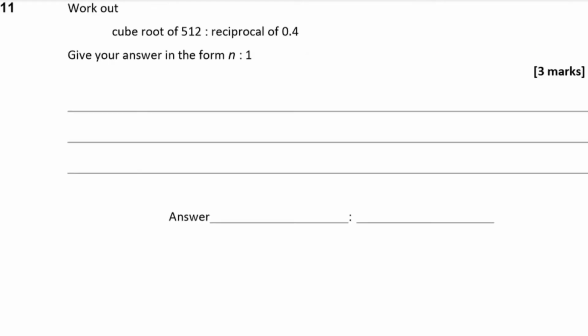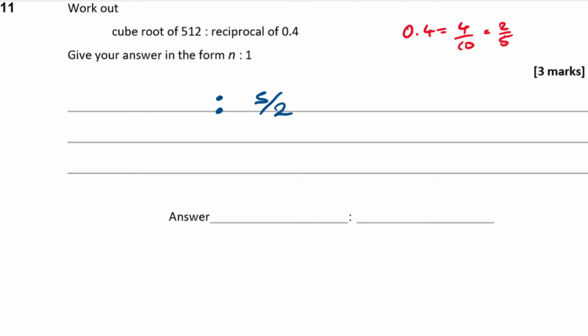Question 11, work out the ratio of the cube root of 512 to the reciprocal of 0.4. Okay, well, 0.4, what is 0.4? I'm just going to write that down as a fraction first. That's 4/10, which is the same thing as 2/5. Okay, so the reciprocal of 0.4 is flipping that fraction around. The reciprocal is going to be 5/2. Okay, so the right hand side one is going to be 5/2.